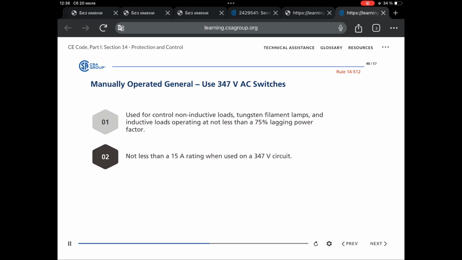To limit the likelihood that a switch with an incorrect voltage rating is used on a 347-volt circuit, special device boxes are used. These boxes use mounting screws that are further apart, which prevents the installation of a switch with other than a 347-volt rating.